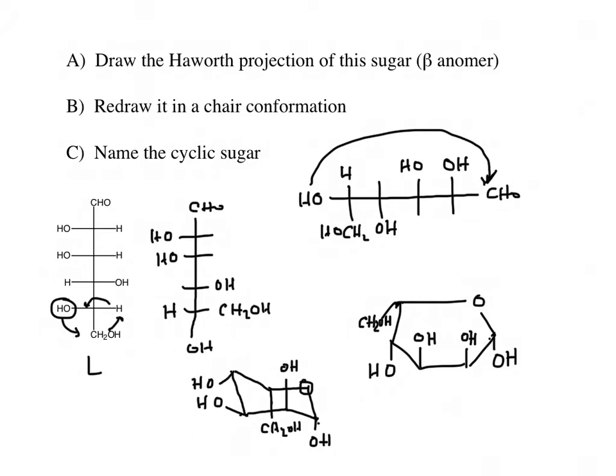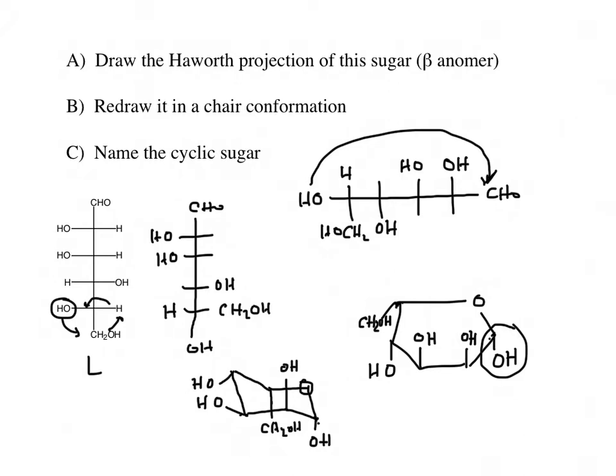Yeah? Can we move the attacking oxygen down? The one, let me just circle it to make sure. Are we talking about this one right here? Because I told you it was a beta sugar. I said draw the beta anomer.